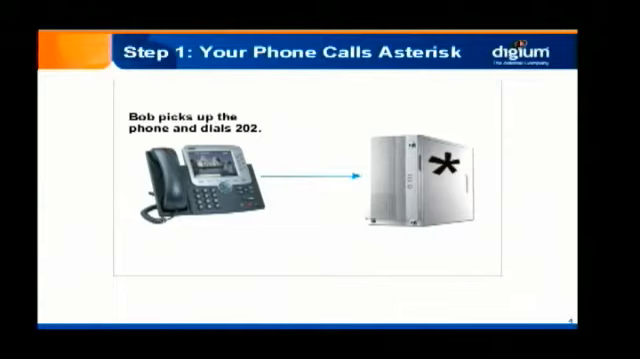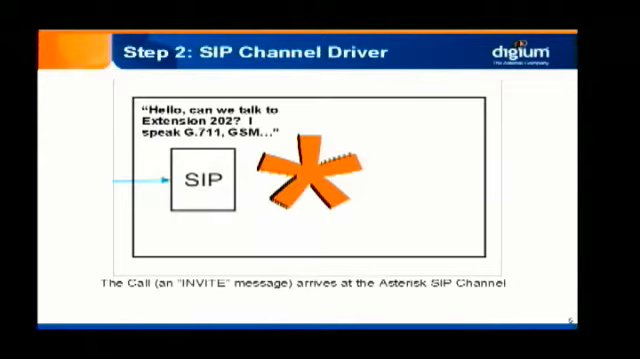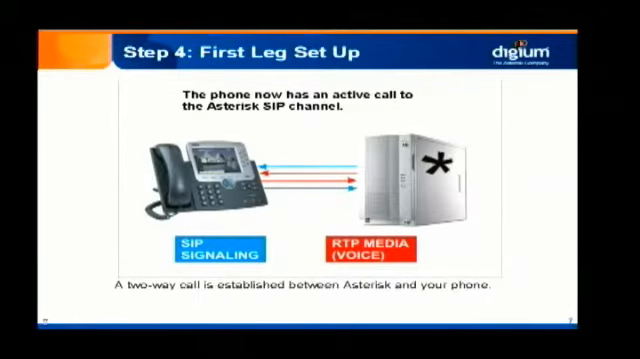Okay, so we're going to initiate a call from the endpoint. We're going to dial a number, 202 in this case. And that's actually started by a SIP INVITE message. Again, the protocol level stuff here is not important, but we're going to establish what codec we're going to use and a port to use. And assuming that works, then you've got the SIP call control up here going both ways and the RTP media.